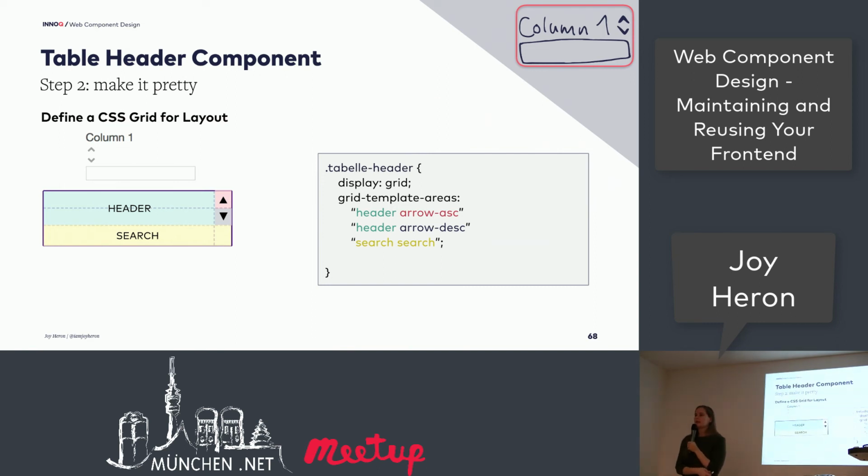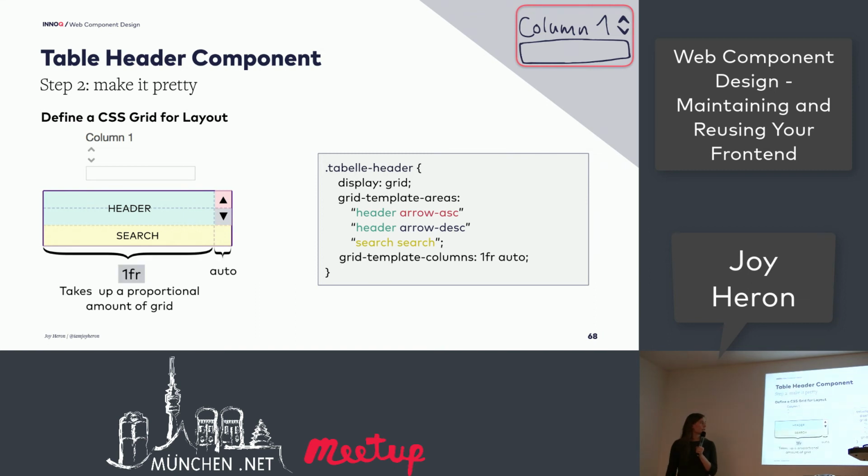And basically using ASCII art, you can tell the browser exactly what layout you want. So this CSS on the right-hand side, we can see how that pretty much exactly corresponds to the image that I drew on the left-hand side. And I can also say how wide my columns should be. So using grid-template-columns, the fr unit will take up as much space as it can. And so I can say the header field and the search field should take up as much space as is available. And the arrow buttons, they only need auto. They only need as much space as they need.